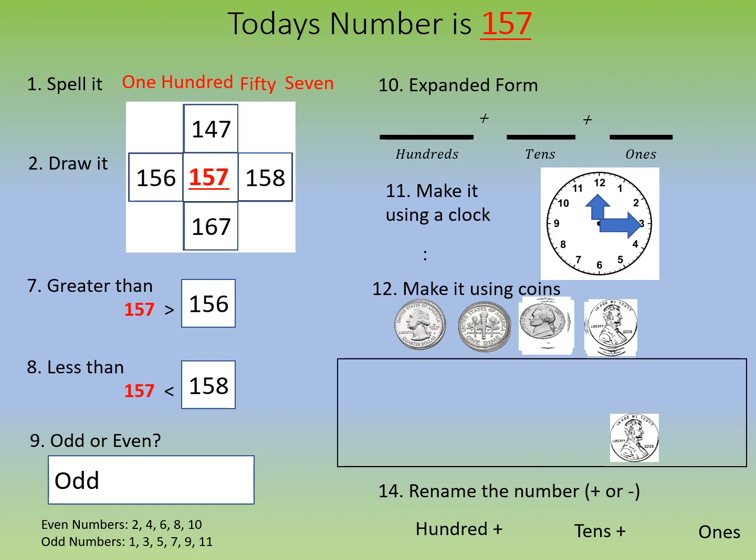Back to the top of your paper, we need to write the expanded form of 157. The expanded form of 157 is 100 plus 50 plus 7. So 100 plus 50, which is 5 tens, and 7 ones.